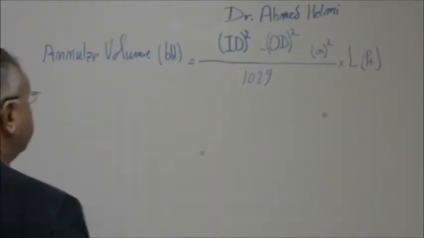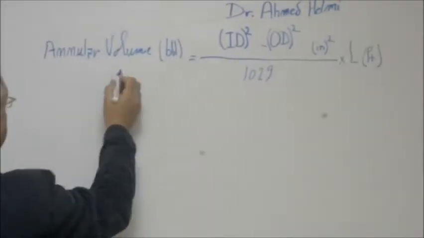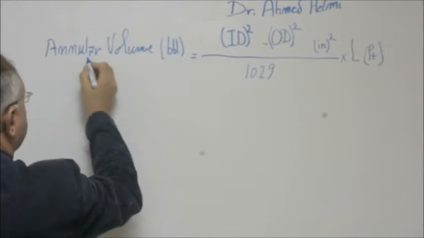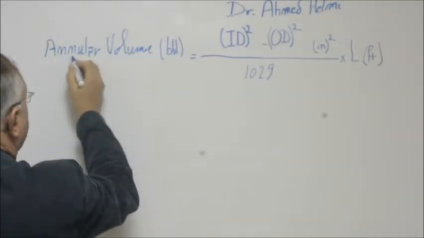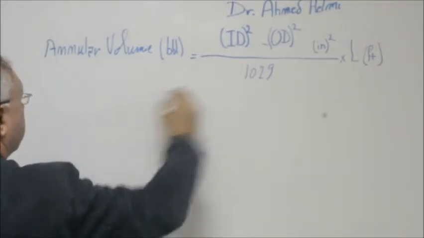Now we will calculate. We got the mud volume inside the annulus. We call it annular volume in barrels from this simple equation.